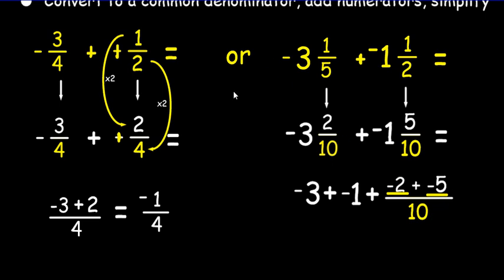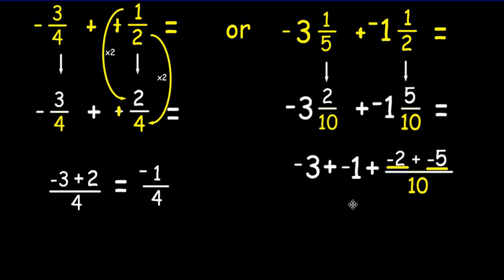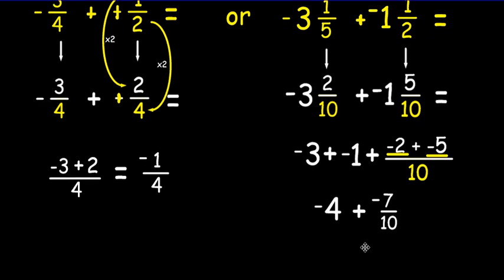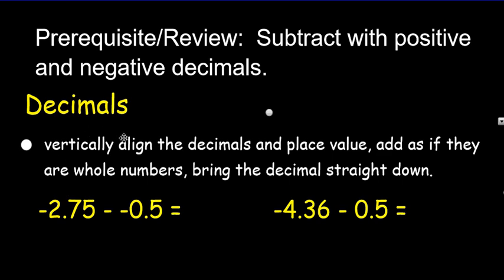When we combine the whole numbers, we get negative 4. And for the fraction portion, we end up with negative 7/10. And finally, we combine both of those to create our mixed number, which is negative 4 and 7/10. Moving on. Now we're going to do some practice with decimals.